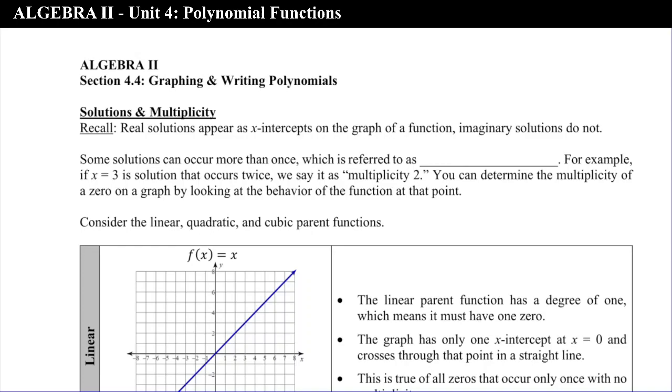Remember, real solutions appear as x-intercepts on the graph of a function. Imaginary solutions do not. We've talked quite a bit about this, that imaginary solutions don't physically cross the x-axis. We talked about the example of a parabola sitting above the x-axis in its entirety, being concave up. So it doesn't cross the x-axis at all. In Algebra 1, you talked about that being no solutions. Earlier in this class, back in Unit 3, we talked about that being two imaginary solutions, okay?